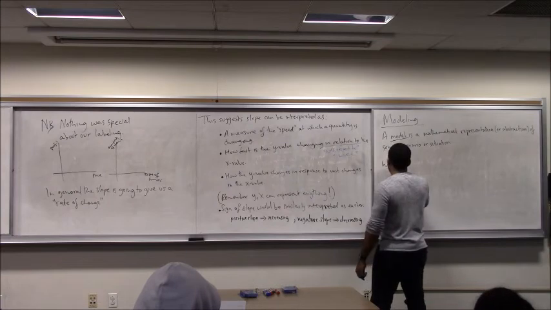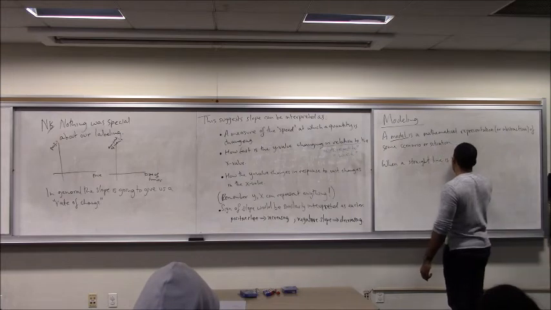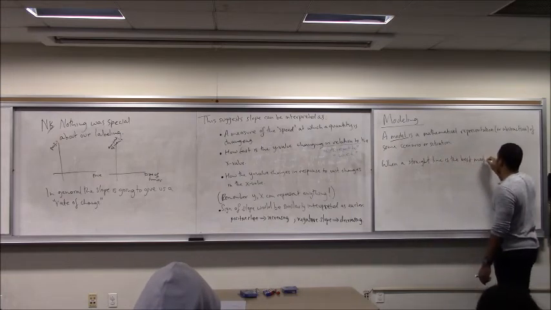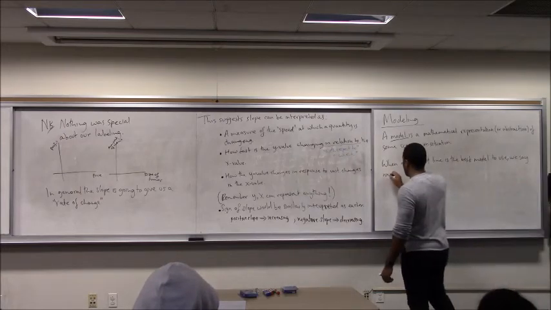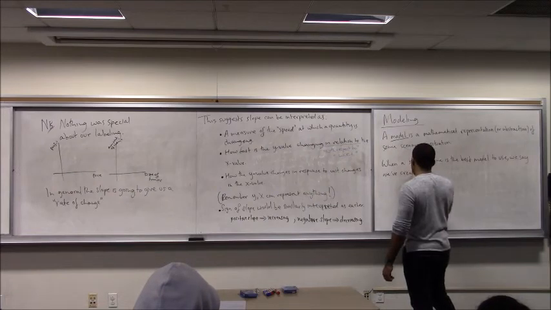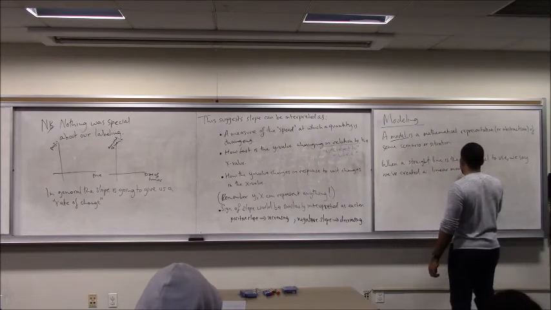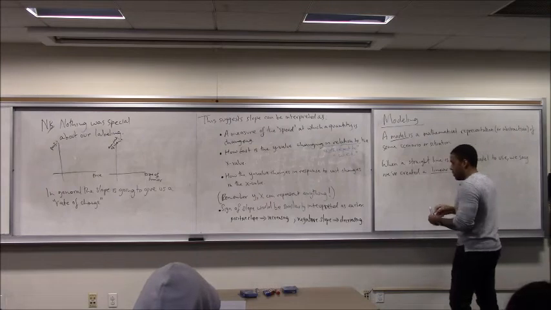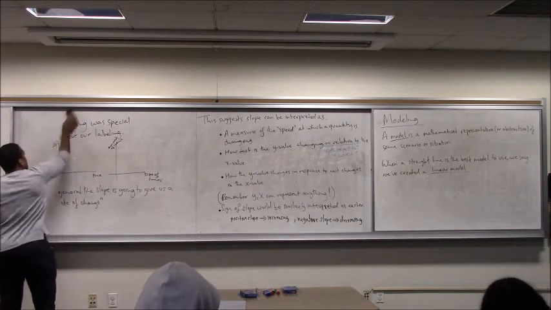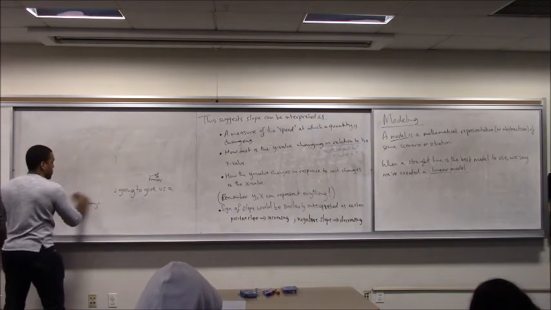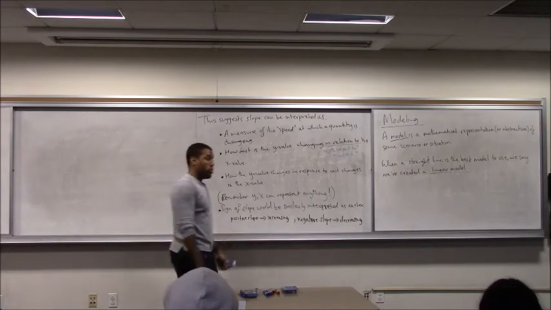Now, when a straight line is the best model to use, we say we've created a linear model. The next question should be, how do I know when a straight line is the best thing to use? And once you know a straight line is the best thing to use, this will tell you how you want to think about the slope of that line.